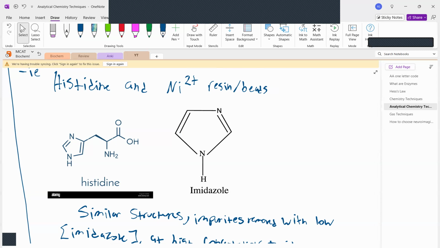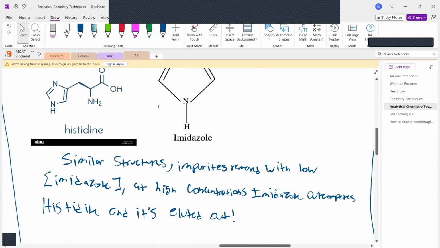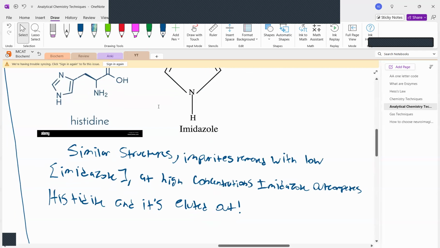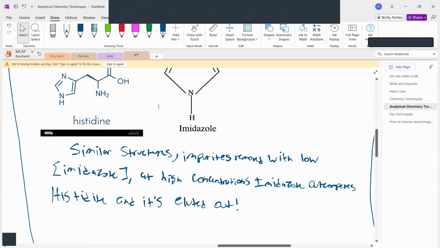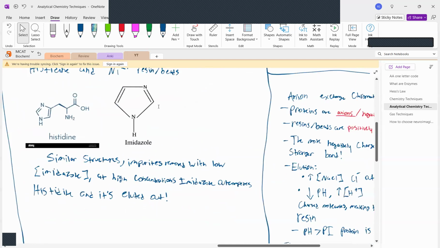So at low concentrations, it's actually really great since it can get rid of the imposters that are sort of bound to the nickel, but not really. Whereas at higher concentrations, eventually the histidine will get booted off of the nickel because it can't bind as well as the imidazole. Since imidazole outcompetes histidine, the histidine is slowly eluted out. So it's a great way to get rid of the impurities for certain molecules and proteins.